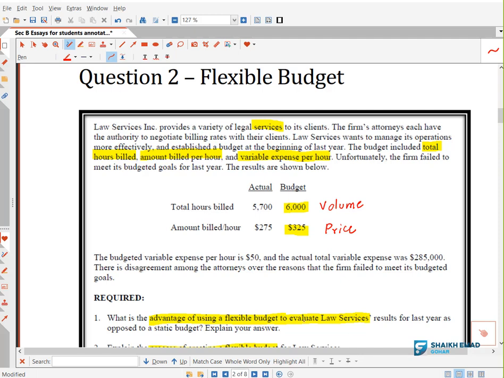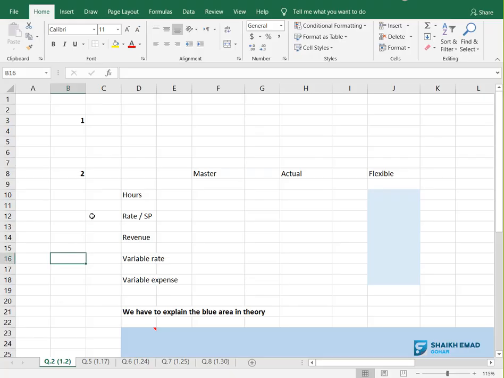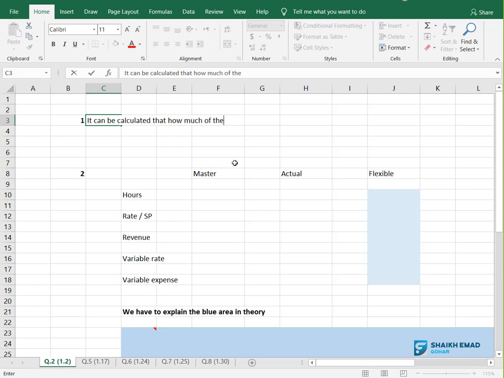Advantage of using flexible budget to evaluate this company. We will write it here. We will write it can be calculated how much of the static budget variance pertains to price, right? Now when I'm saying pertains to price, I need to specifically tell about the scenario to get full marks. Bracket open. In this what they are saying, see price, rate, okay? And if you remember, they charge less rate or more rate?